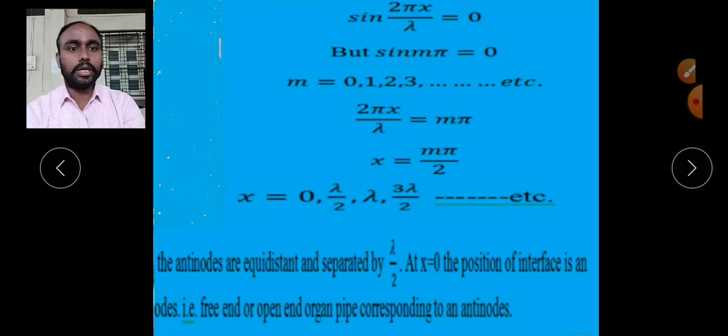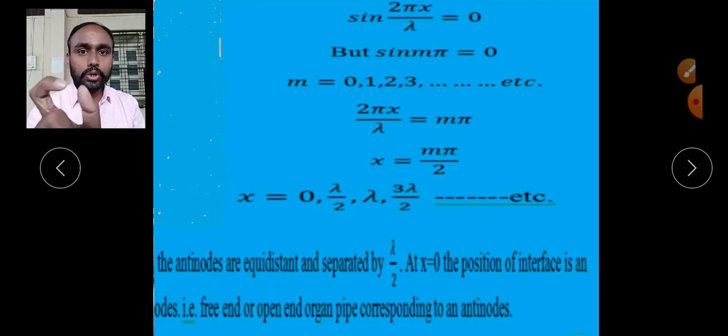Now let us take the difference between any two successive values. Lambda by 2 minus 0 is lambda by 2. Lambda minus lambda by 2 is lambda by 2. 3 lambda by 2 minus lambda is again lambda by 2. If we do this for the next antinode positions also, the separation between any two antinodes is always lambda by 2.